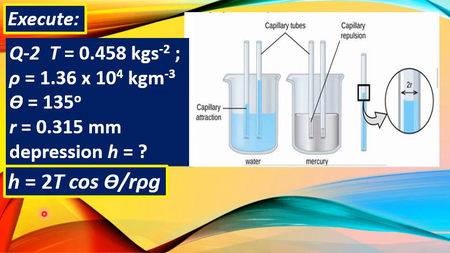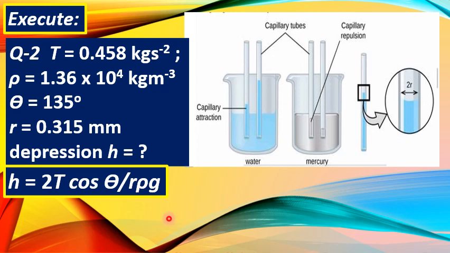In finding the depression h, we just use the formula for height, which is twice the surface tension capital T and the cosine of the contact angle theta, to be divided by the inner radius times the density of the liquid mercury and acceleration due to gravity.